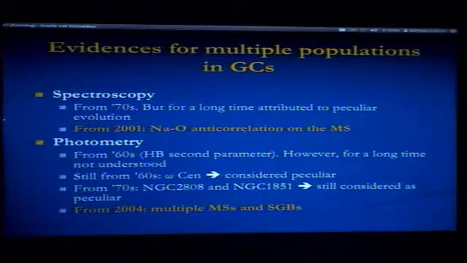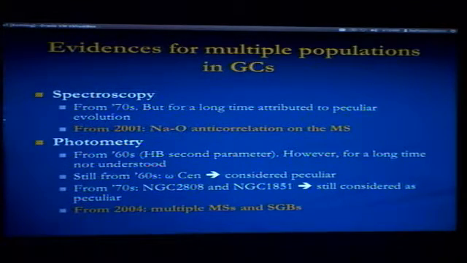Evidence for multiple stellar populations is very old. From spectroscopy, we knew since the early 70s that there was something strange in globular clusters. There were stars that occupy more or less the same position in the red giant branch but have very different spectral features. The definitive observation, however, was in 2001: the sodium-oxygen anticorrelation observed on the main sequence of globular clusters. This was the definitive evidence that there are multiple generations of stars in globular clusters.